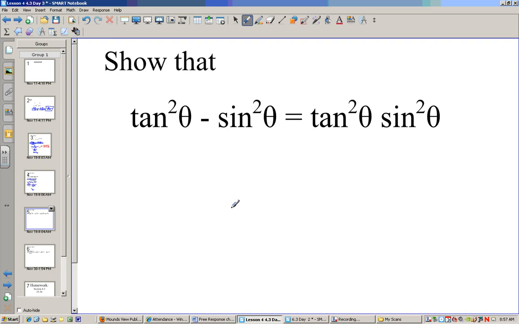All right, a new one. So pause the video, see if you can do this on your own. We have tangent squared minus sine squared, and we want to turn it into tangent squared times sine squared.